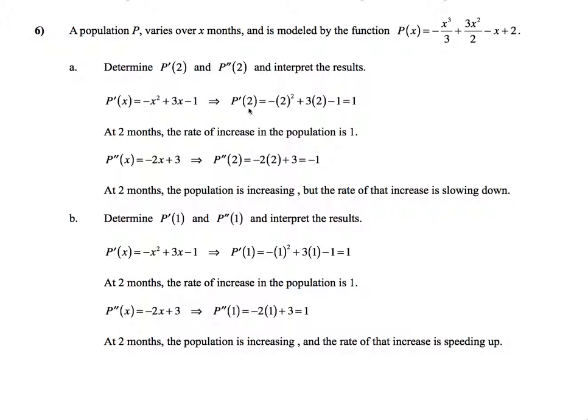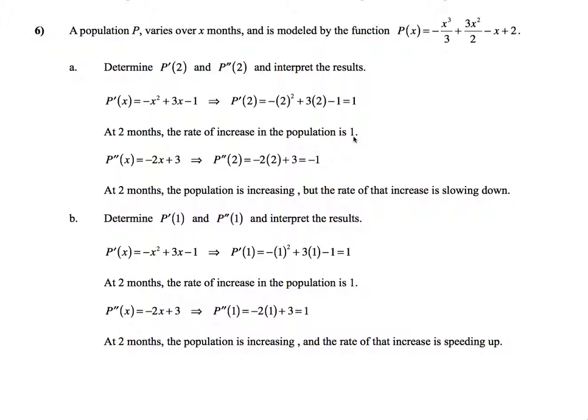Now the second derivative, we don't have the second derivative yet. So we evaluate that first derivative at 2, so wherever we've got an x, we put parentheses, and inside those parentheses, we substitute the value 2. So 2 squared is 4. This is negative 4 then. 3 times 2 is 6. And negative 4 and 6 is positive 2. Minus 1 is 1. So we have positive 1. And so at 2 months, the rate at which the population is increasing is 1.